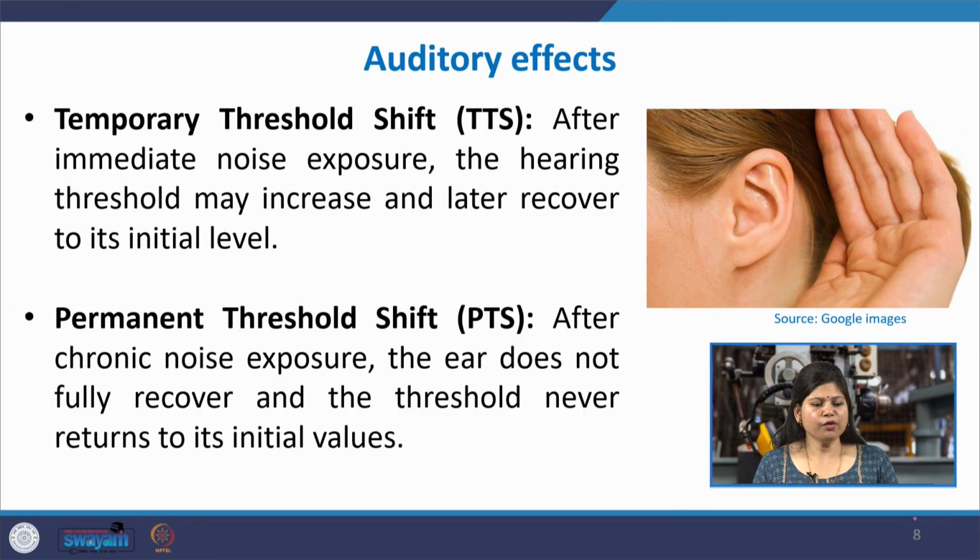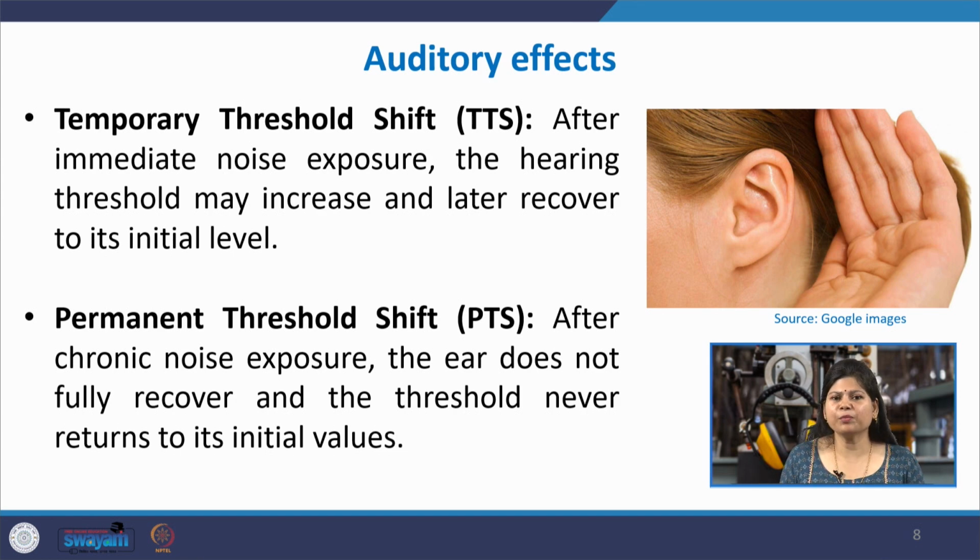So, in the auditory effects, we have the threshold shift. We will discuss in a lot of detail about these auditory effects and the threshold shift in our subsequent modules in this lecture series, but this is more of the introduction to the course. So, I will keep it short at this point. Okay. So, what it means is that threshold shift simply means the minimum level of sound which a human ear can hear or sense. Suppose somebody is able to hear a sound as low as 10 decibels or 0.